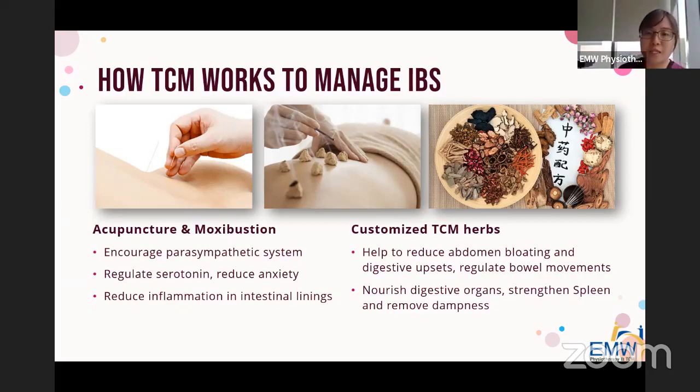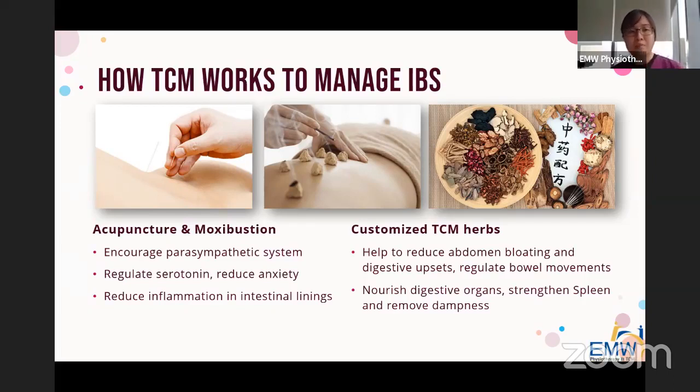Moxibustion is a heat therapy with deeper penetration into the tissue layers with medicinal values. It can enhance the removal of dampness in the body and allow energy movements to work more effectively. For the TCM herbs, likewise, they are able to reduce discomfort symptoms such as abdominal bloating, digestive upsets, and alternating between constipation and diarrhea. Once we have regulated this discomfort, we then come to strengthening and nourishing these digestive organs, to strengthen your spleen function and to remove the dampness.